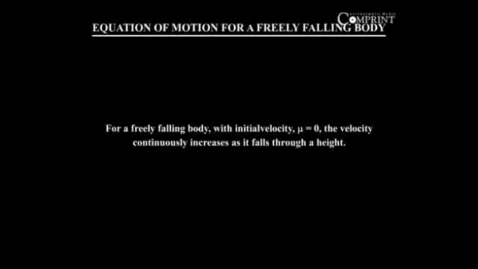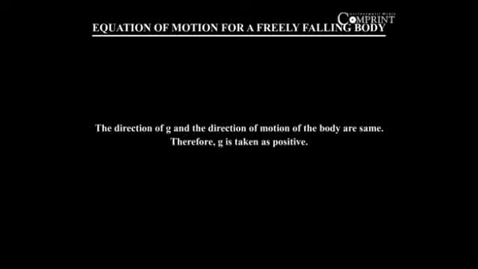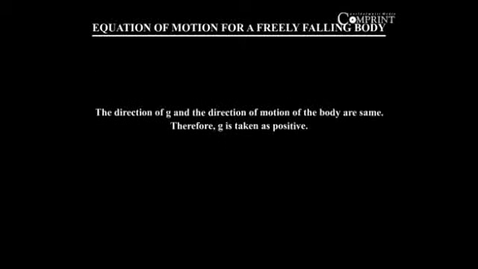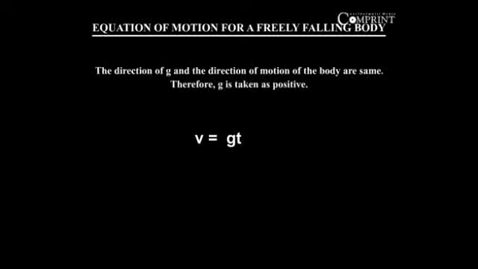For a freely falling body with initial velocity u equal to 0, velocity continuously increases as it falls through a height. The direction of g and the direction of motion of the body are the same, therefore g is taken as positive. v is equal to gt, h is equal to half g t squared, v squared is equal to 2gh.